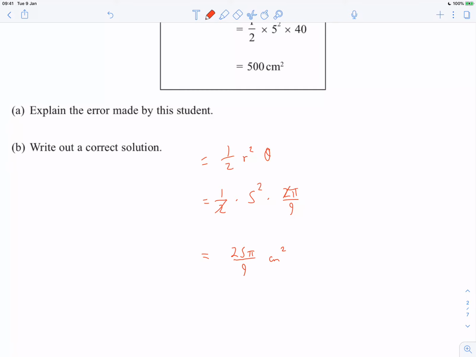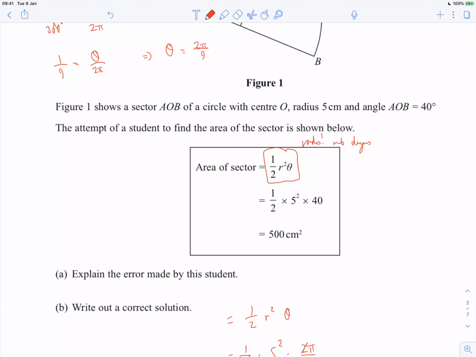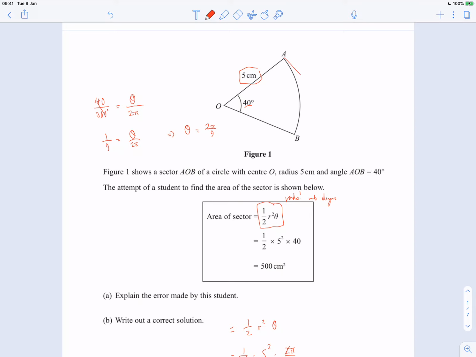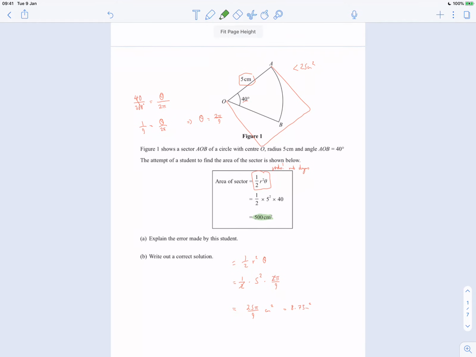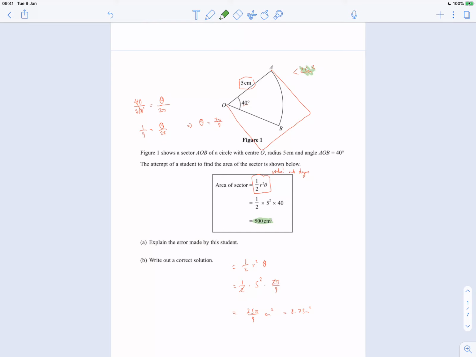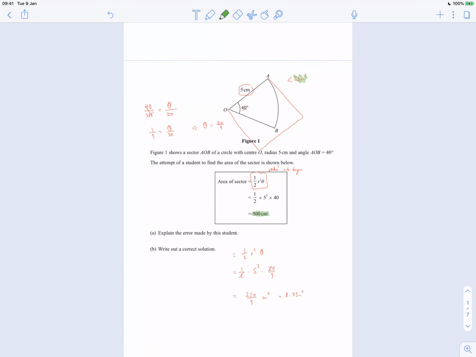And if you want that as a decimal, 25π over 9, we're looking at approximately 8.73 centimetres squared. Why does this make more sense? Well, look, if this side is 5, even if I was to draw a 5 by 5 square like that, I know this sector, well, that's 40 degrees, so it's not going to be halfway, but I know this sector has to be less than 25 centimetres squared. So this answer of 500 centimetres squared is ridiculous. So that's obviously wrong. Whereas 8.73, it's about just over a third of 25 centimetres squared. That seems legit. That sector probably is about a third of that square. So yeah, that seems pretty likely to me.